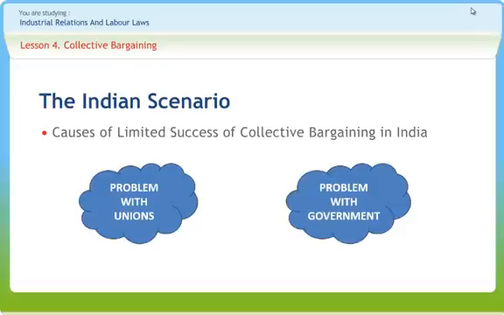Since most of the trade unions have political affiliations, they continue to be dominated by politicians who use the unions and their members to meet their political ends. Moreover, there is a lack of definite procedure to determine which union is to be recognized to serve as a bargaining agent on behalf of the workers.